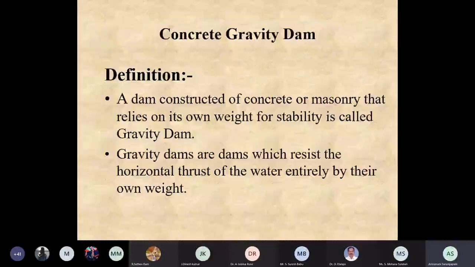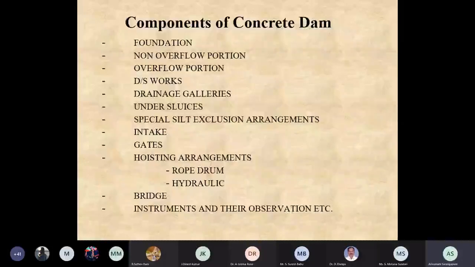The concrete gravity dam. What is meant by a concrete gravity dam? It's nothing but a dam constructed of concrete or masonry, which relies on its own weight for stability. It will stand on its own weight, and whatever force acts on it, upstream or downstream, will be resisted by its own gravity, self weight. That is called a concrete gravity dam. Components of a gravity dam are: foundation, non-overflow section, drainage gallery, undersluice, intake gates, silt excluder, hoist arrangement, bridge, instrumentation, and other things. These are all the components.